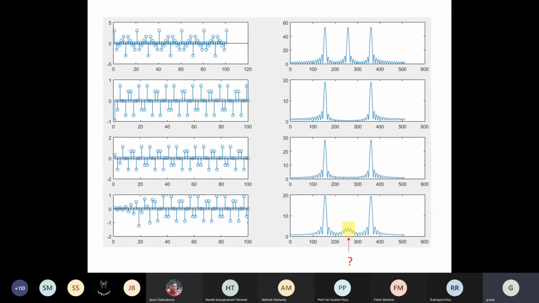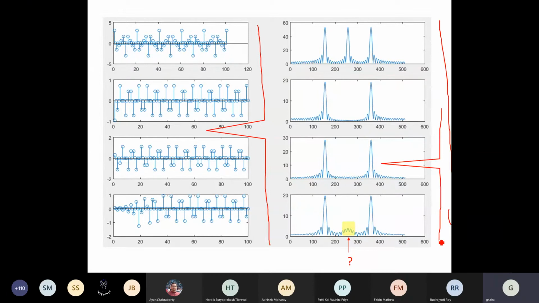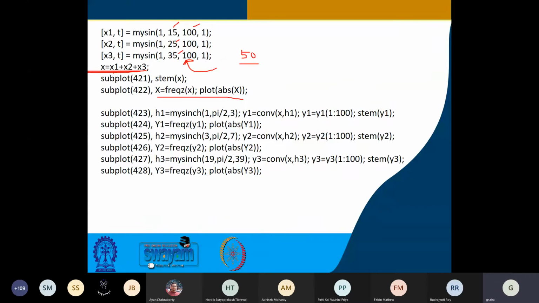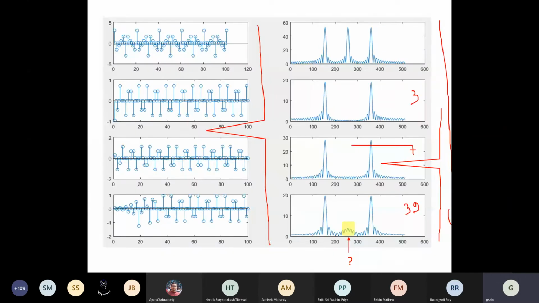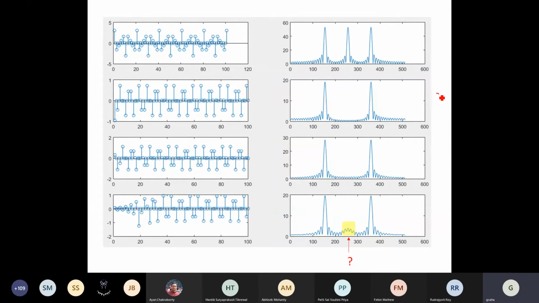So let us see what happens. This is the time domain signal on the left hand side, and these are their frequency representations. Now your observation, please. So this is for 3. We are continuing with the same example. This is 7 and this is your 39. Am I correct? Yes, 3, 7, 39.